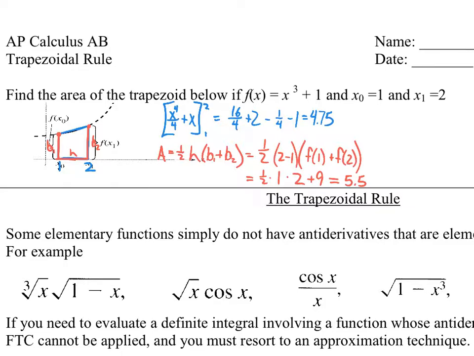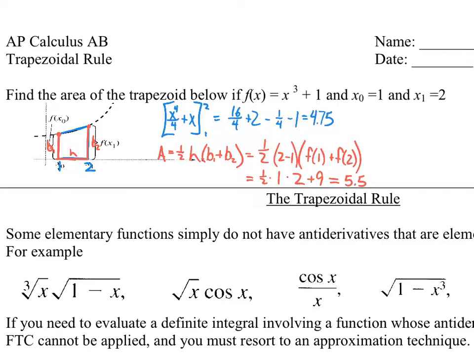So you might say, well, what's the point in doing this? How do you think we could get a more accurate representation of the area under this curve? Add more trapezoids. That's right. Just like with the rectangles, the more rectangles we added, the more accurate our approximation was. And that's what we're going to end up doing.